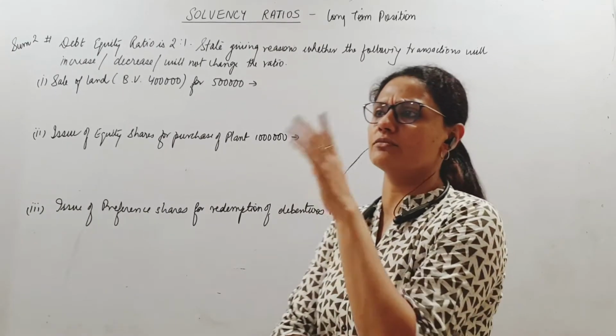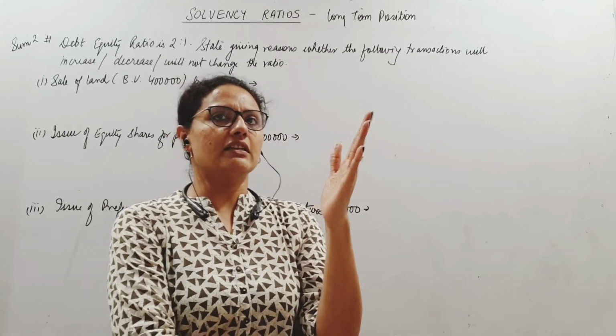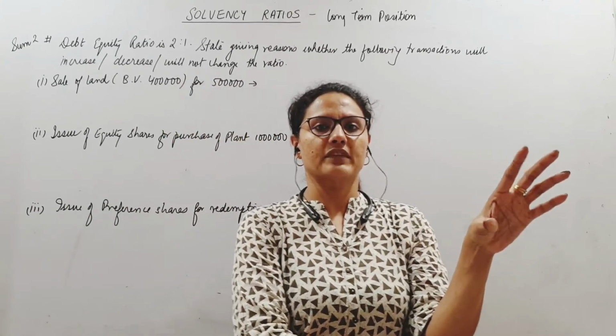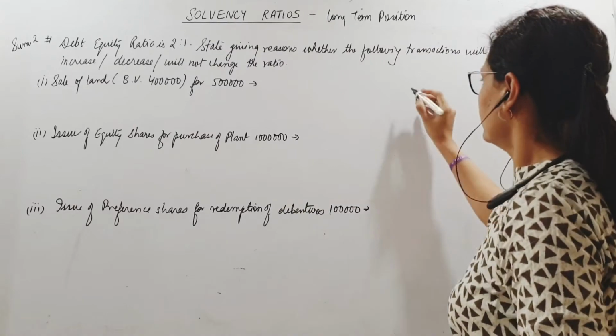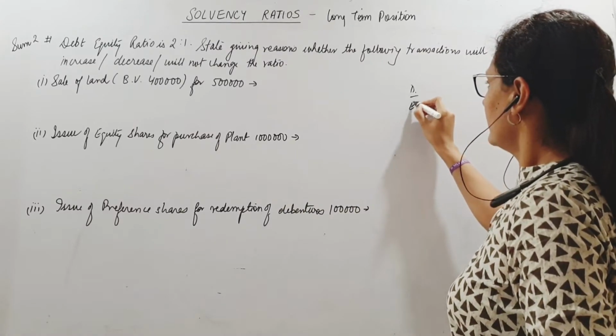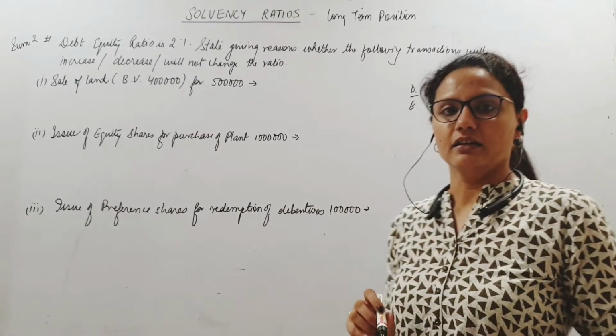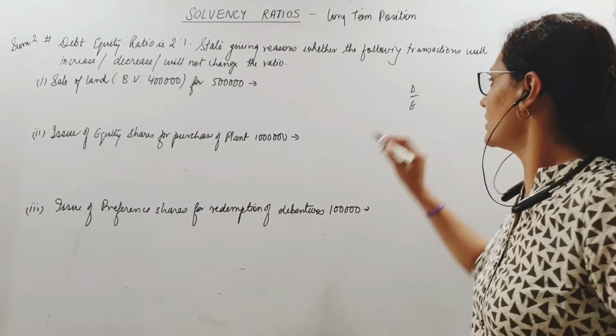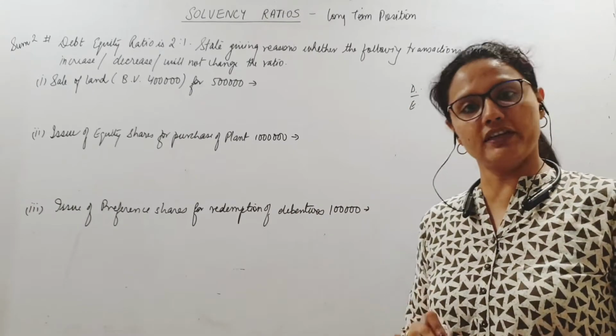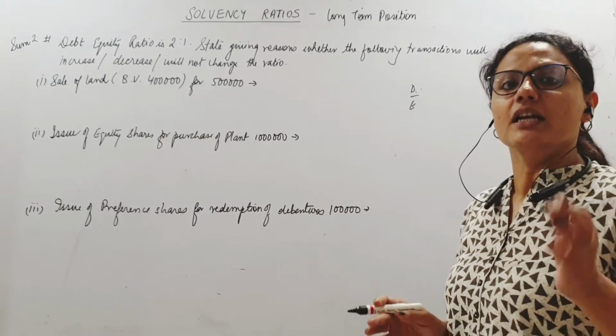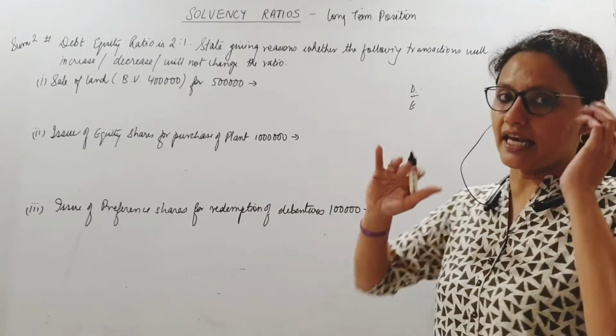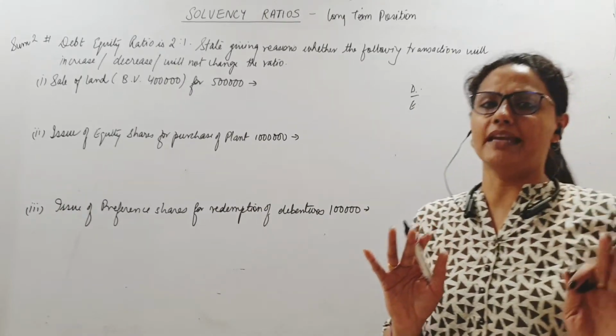Whenever such question comes, your idea should be very clear. Numerator, denominator. What is happening to the numerator? Numerator is debt, denominator is equity. Is this transaction changing any of these? If it is, the ratio will change. If it is not changing any of these values, the ratio will remain constant.